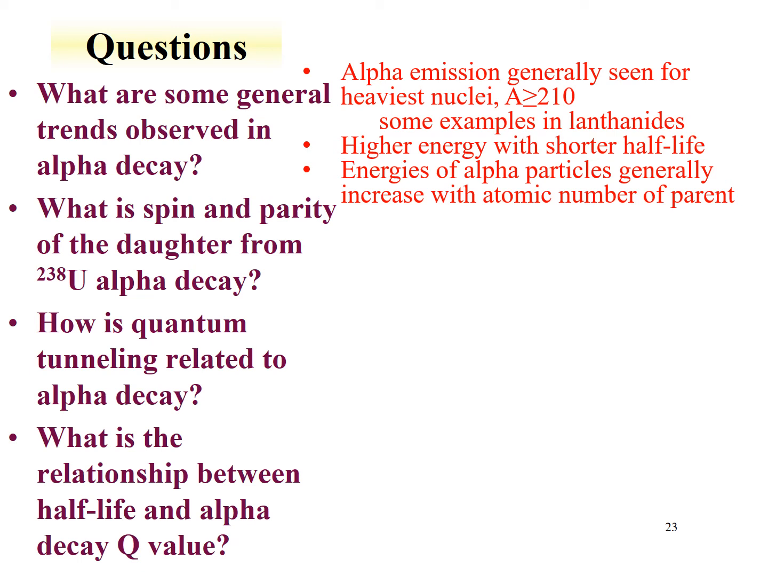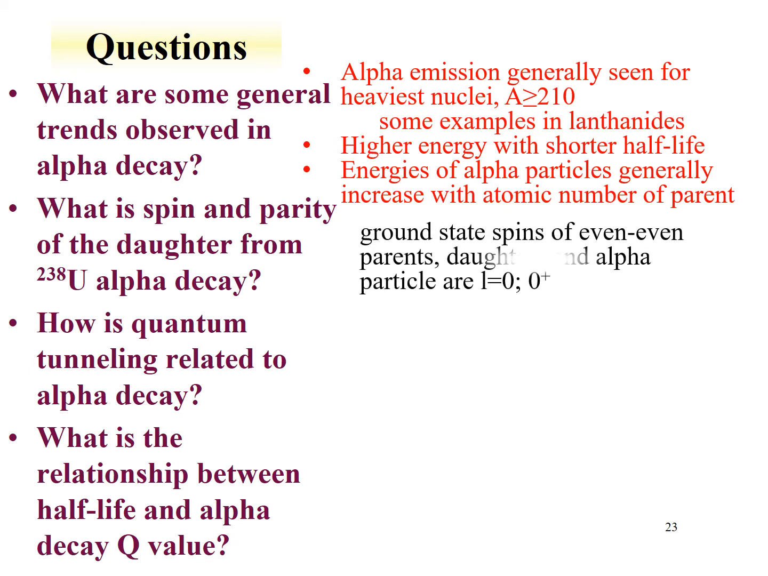So what is the spin and parity of the daughter from a uranium-238 alpha decay? Well, we discussed this earlier. We gave an example with thorium-228. The ground state spins of even parents, daughters, and alpha decays are all 0, and so the daughter will tend to be 0+.